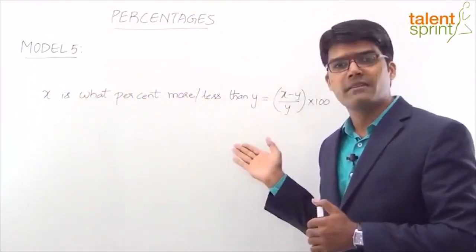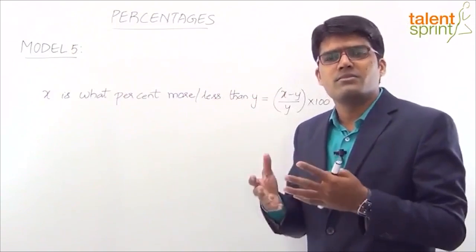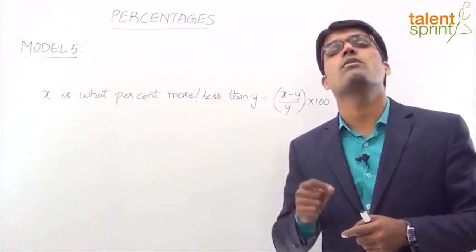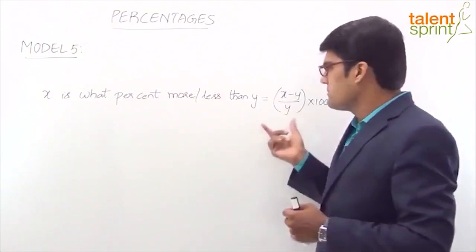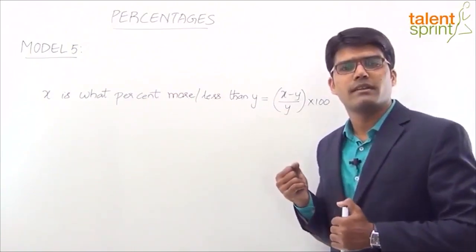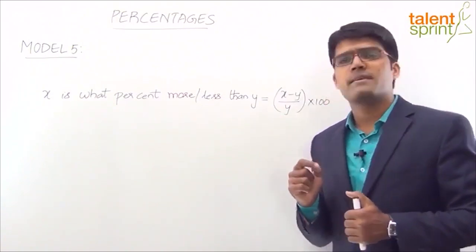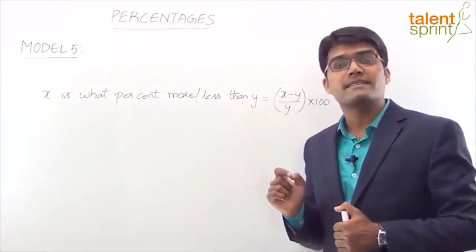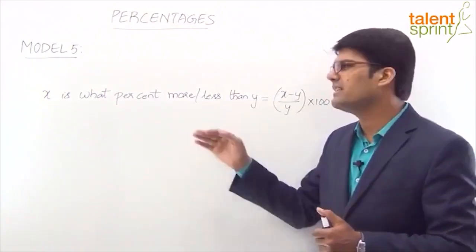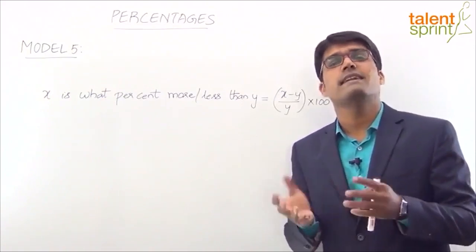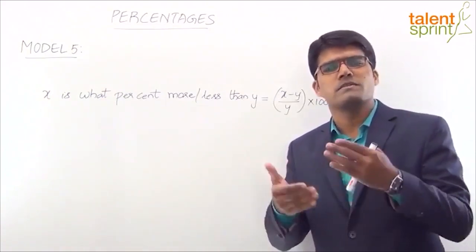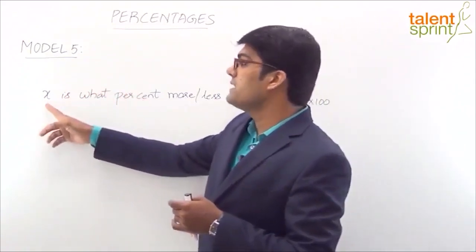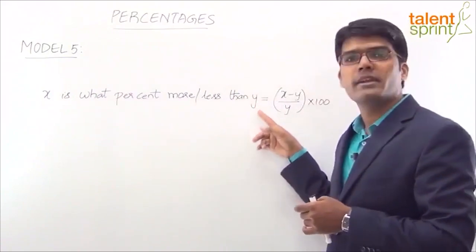x is what percent less than y, or sometimes it is generally given as x is what percentage more or less than y, right? We'll have to find out how much percentage more or what percentage less. So simple formula here is x minus y by y into 100, right? To give you an example, let's say profit in 2015 is what percentage more or less than profit in 2014, right? Generally these type of questions are asked in data interpretation, right? And obviously the profits will be given to you either in the table or the graphs there. So profit in 2015 is what percent more or less than profit in 2014.